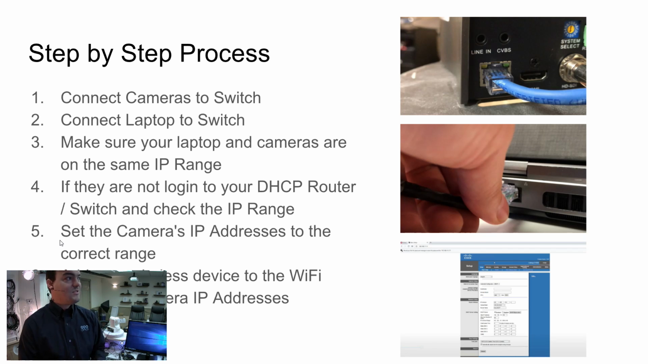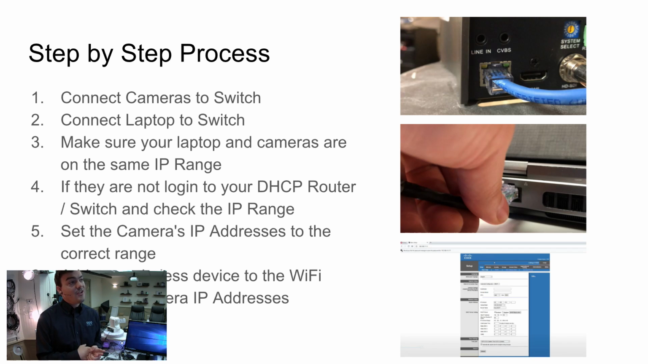Connect the cameras to the switch. Connect your laptop to the switch for initial configuration if you haven't done so already. Make sure your laptop and cameras are in the same IP range so they can all be seen. And if they are not, go ahead and log into your DHCP router and switch and check that IP range and make sure everything can see each other. And then set the cameras' IP addresses to the correct range if they're not on the right range.